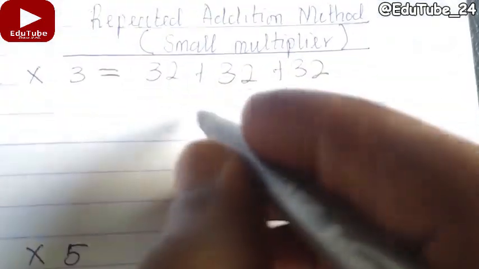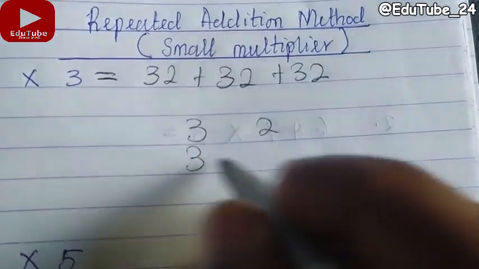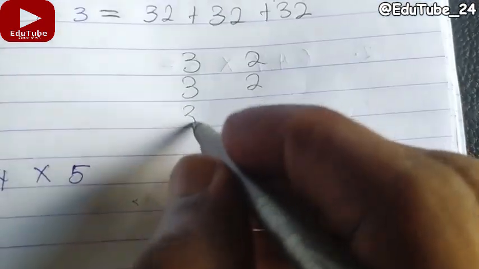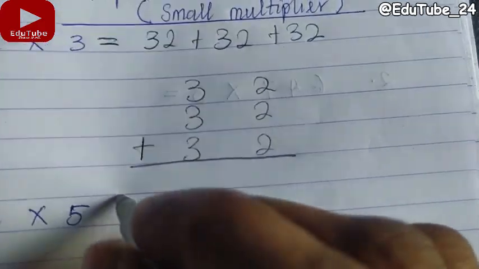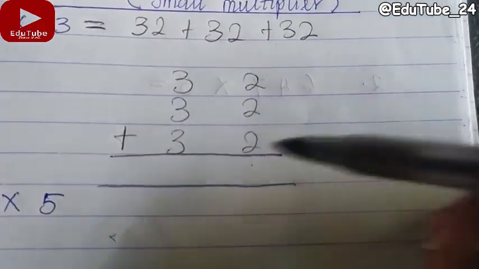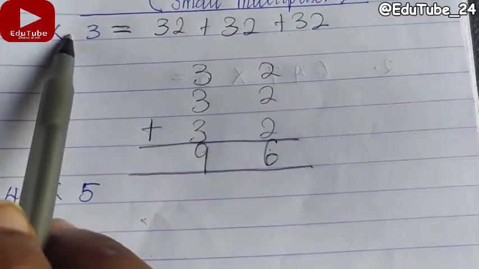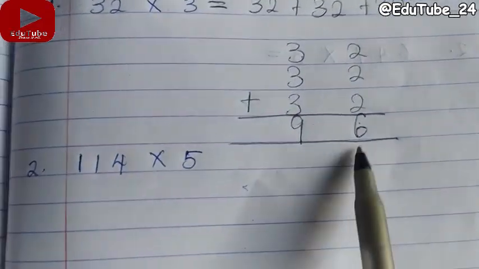Now I'm going to rearrange these numbers to make the addition easy. I'll write 32, 32, and 32. I'll put my plus here and rule my line. Now let's add 2 plus 2 plus 2. That will give us what? 6. And 3 plus 3 plus 3, and that will give us what? 9. Meaning that 32 times 3 is 96.